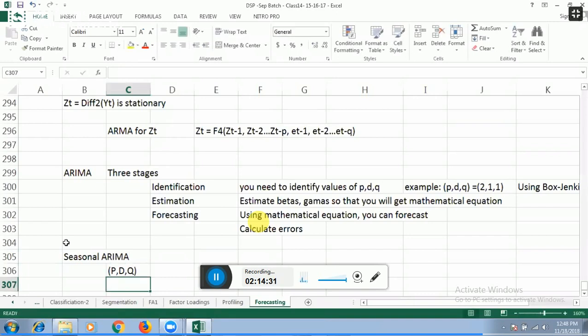So the data will be aggregated at every year or whatever time period you want, and whatever series you get, that is what we call the PDQ, and for that we call it the capital PDQ. Those are seasonal parameters. Those are seasonal series parameters.